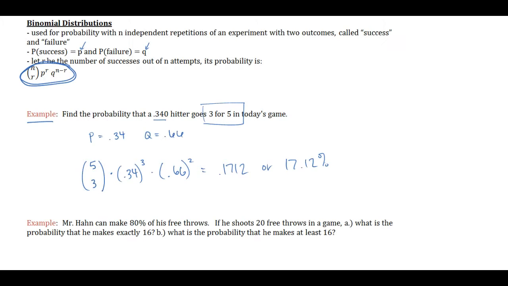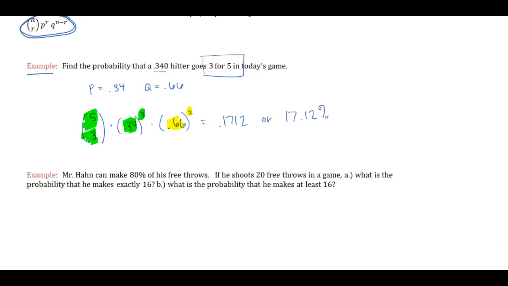You take whatever you're looking for, right? However many trials, however many you want to be successful, the probability that it's successful that many times, and then the probability that it's not successful that many times, and that will give you the probability of a binomial distribution. Again, binomial meaning that there's only 2 outcomes, so you got to be a little careful. Kind of like the next one. Let's keep it sports and let's keep it fun.